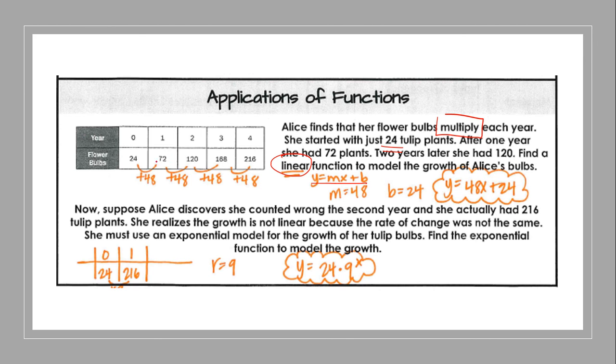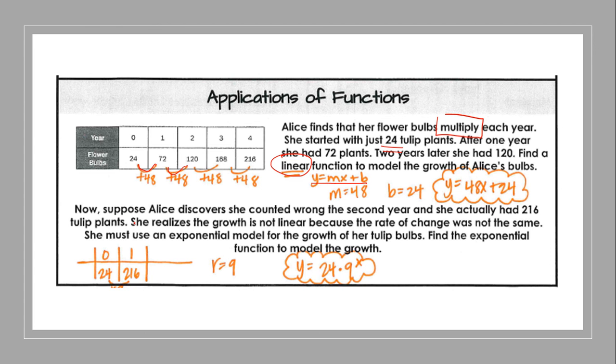And then I can use the data that they gave me in the problem to find my slope. Okay, so it tells me that we started with 24, and then after 1 year we went to 72, and then after 2 years we went to 120. So when we subtract these, 72 minus 24, we get 48. 120 minus 72, we get 48. So my slope is 48. Plug in my slope, plug in my y-intercept, there's my function.